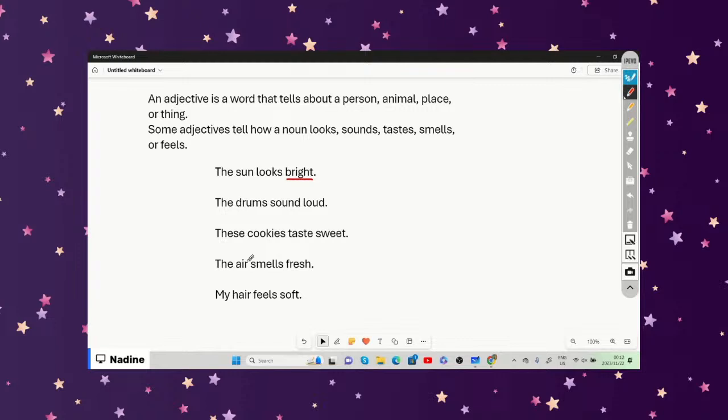The drums sound loud. This is not to do with hearing, so sound. The drums sound loud, which means that loud is our adjective. Or if you were to say the drums sound soft, then soft would have been an adjective, because it describes or tells us how loud or how soft the sound of the drums are.